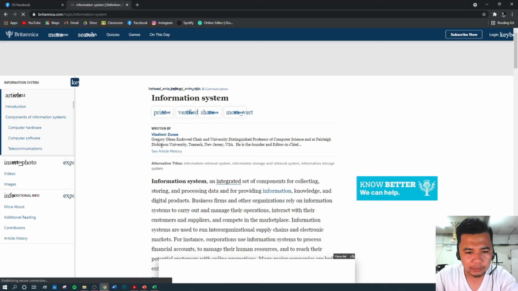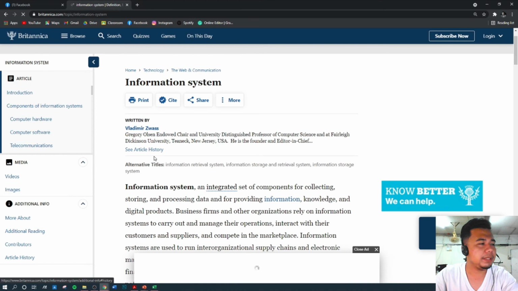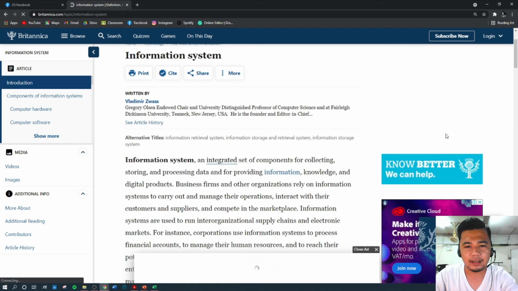Okay. According to Britannica, information systems are integrated sets of components for collecting, storing, and processing data for providing information, knowledge, and digital products. So that is information system. It is the components for collecting, storing, and processing data. Again, that's our goal in studying information security: how are we going to collect, store, and process the information to keep it safe, right?